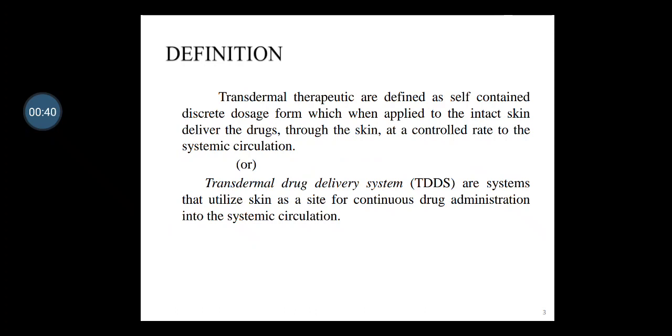As far as the transdermal drug delivery system is concerned, it has many advantages relative to the accessibility of the skin. Only a small number of drug products are currently available via transdermal drug delivery system. Transdermal therapeutics are defined as self-contained discrete dosage forms which, when applied to the intact skin, deliver the drug through the skin at a controlled rate to the systemic circulation. In other words, transdermal drug delivery systems utilize the skin as a site for continuous drug administration into the systemic circulation.